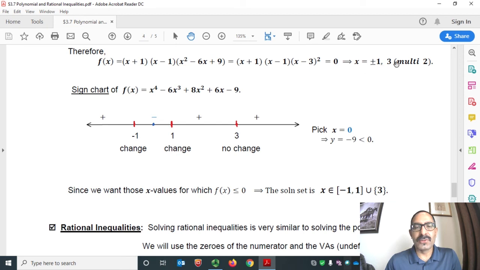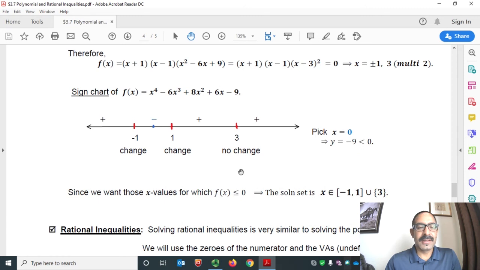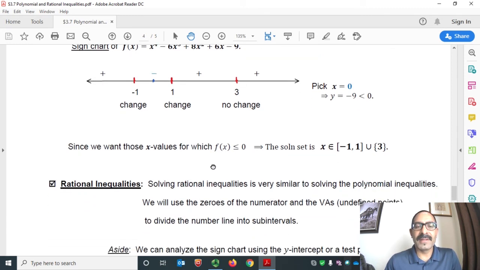And here, since x equals 3 has multiplicity 2, an even number, the graph of f(x) bounces off the x-axis. So that means there is no change in the sign of f(x) in the subinterval. So plus, here plus. I hope this sign chart makes sense to you all. Then, since we want those x values for which f(x) is less than or equal to 0, that means y values below or on the x-axis, so x belongs to negative 1 to 1 including, and union the singleton set {3}. I hope this makes sense to you all.